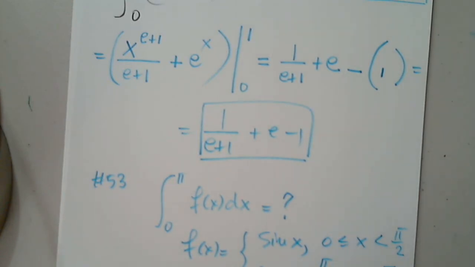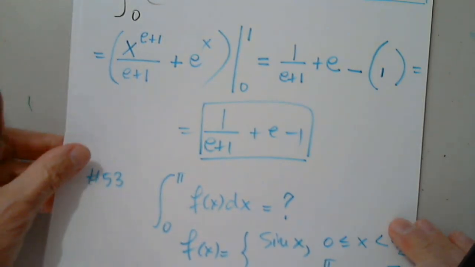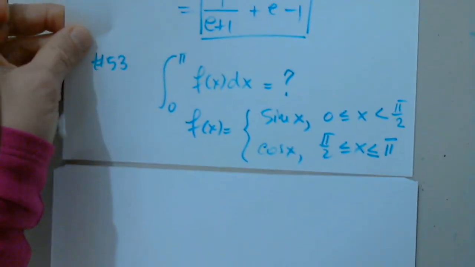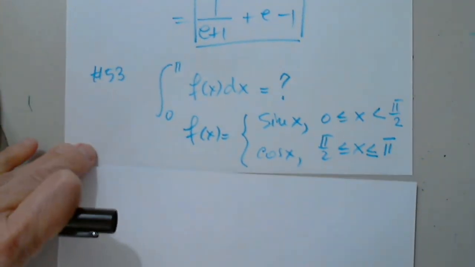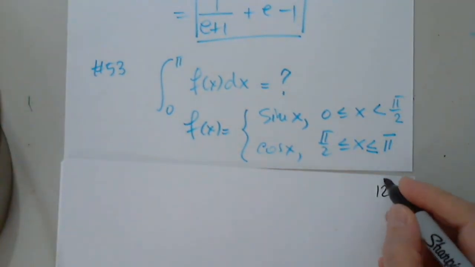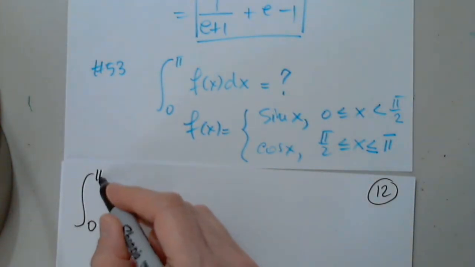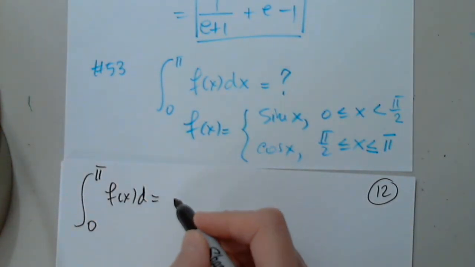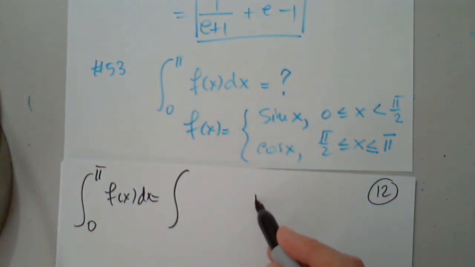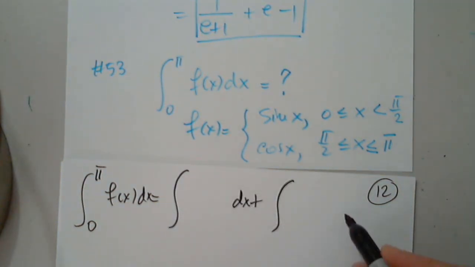Okay. How do we think about this? What do we need to do? Is it the theorem or law where we have to do a to c plus c to b? Excellent. Yes, yes, yes. That's why I chose it, of course. So then the integral from 0 to pi of f of x dx will be, exactly.